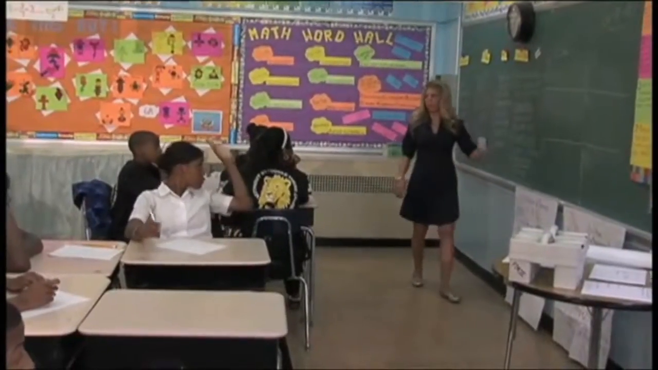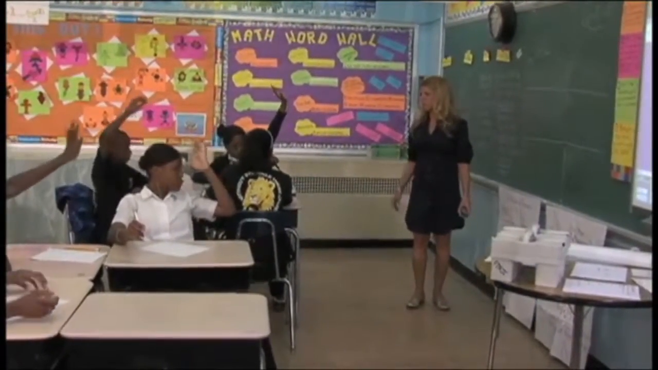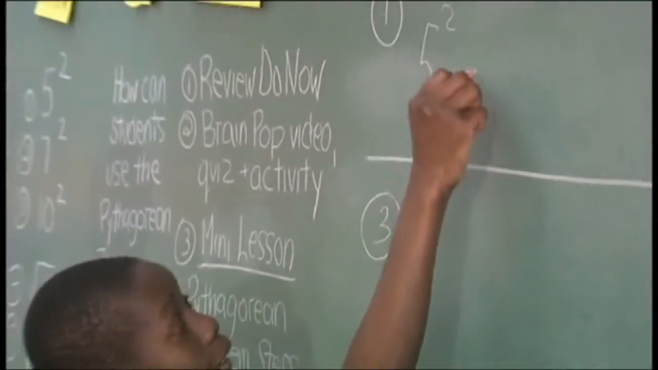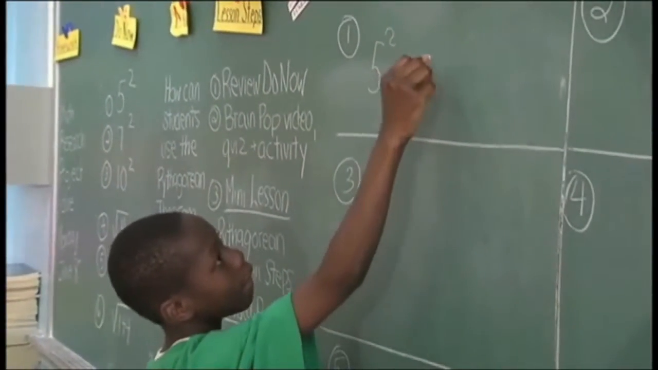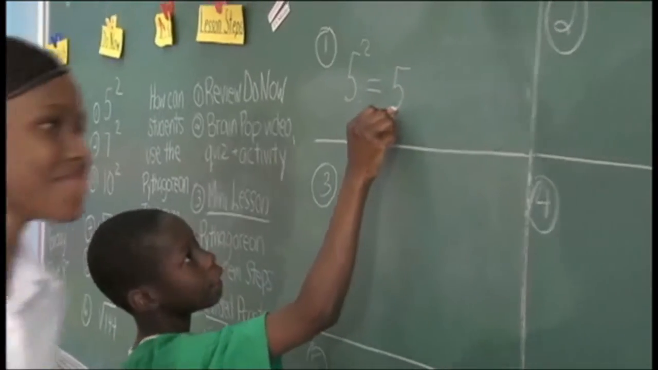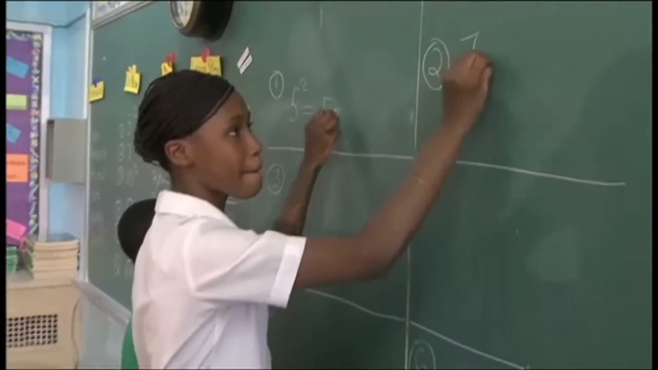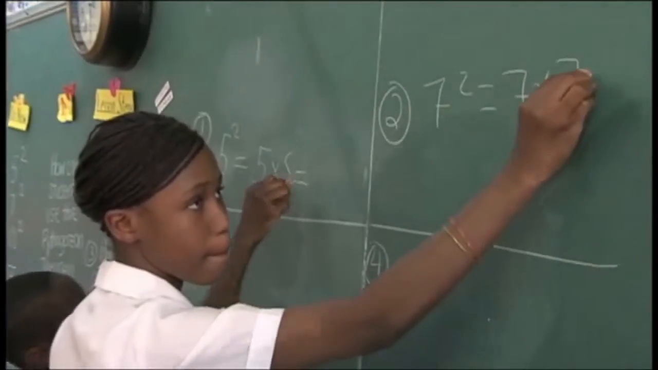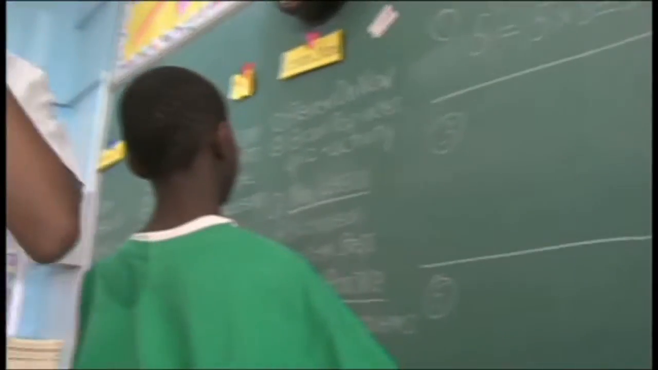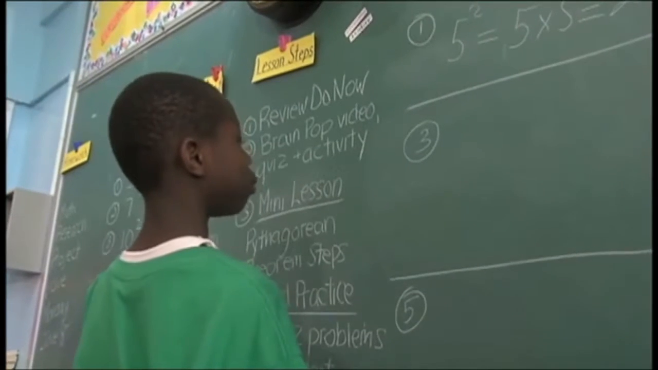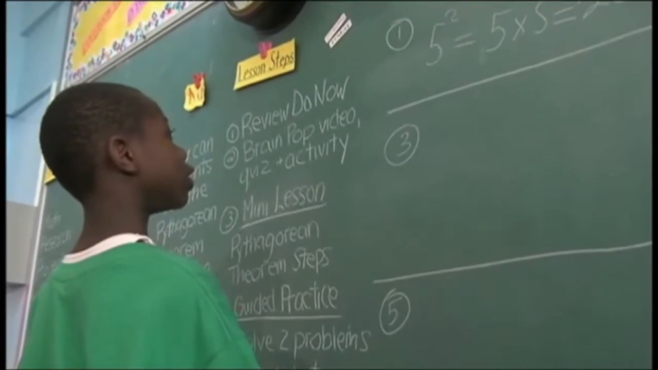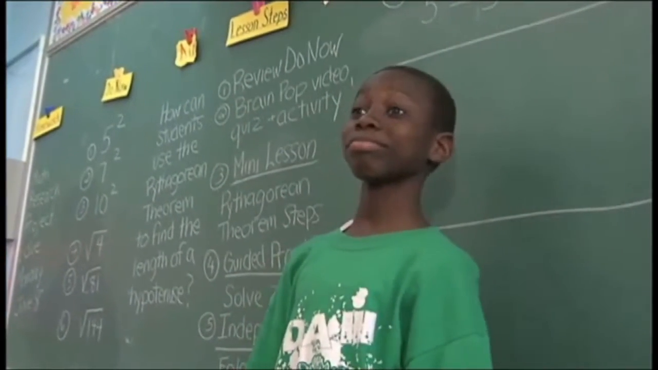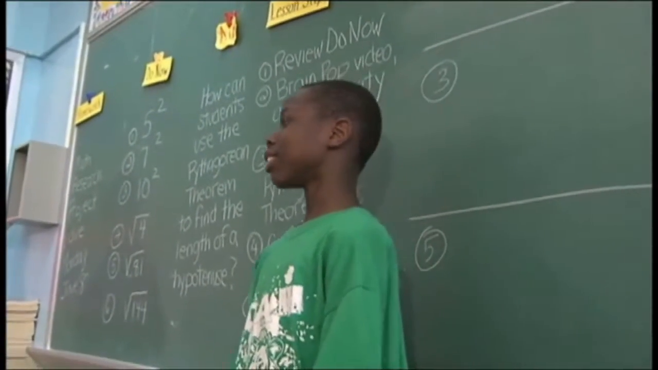Who would like to do number 1? Christopher, come on up and do number 1. Zaina? And then just be prepared to explain what you did. What were you trying to solve? 5 to the second power equals 5 times 5 equals 25. Excellent. How did you know to multiply 5 times 5?